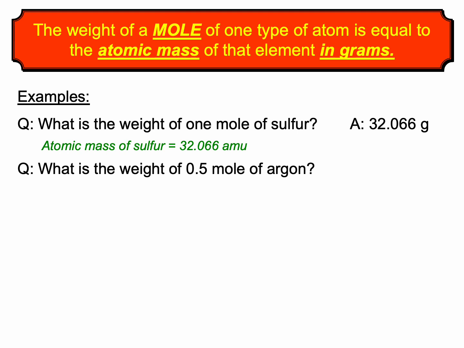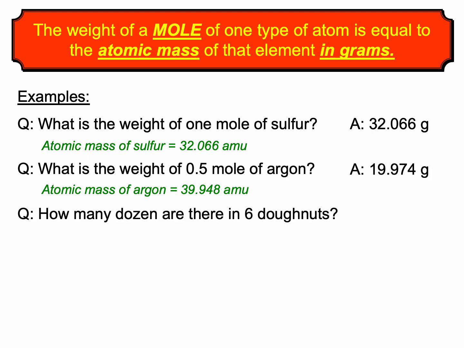Next question, what is the weight of half a mole of argon? Now, if you look at the periodic table, you can see that argon weighs about 40 AMUs, which means that if you had half a mole of argon, it would weigh about 20 grams. All right, so again, sticking with this analogy, the dozen and a mole are very similar in concept. How many dozen are there in 6 donuts? So half a dozen.